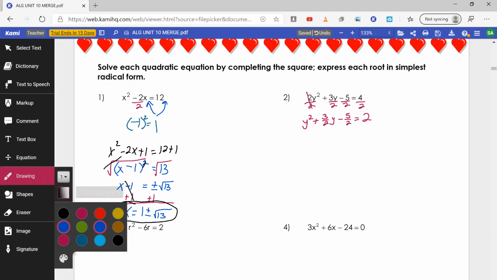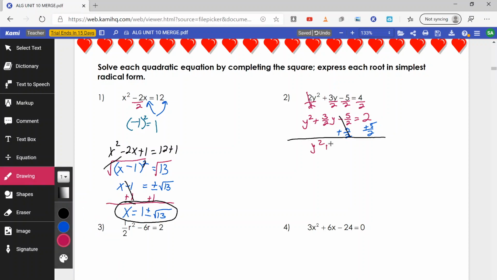And next thing, I have to make sure that y is by its lonesome on the one side. So here we have y squared plus 3y minus 5/2. I got to move the 5/2 over. I need to make sure it's on this side of the equal sign, it's just y squared plus 3/2 y. So I'm going to add 5 halves. So negative 5 halves plus 5 halves is going to cancel out. So we're left with y squared plus 3 halves y, and this is where I'm going to leave a little bit of a space.